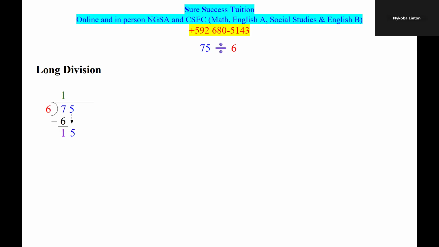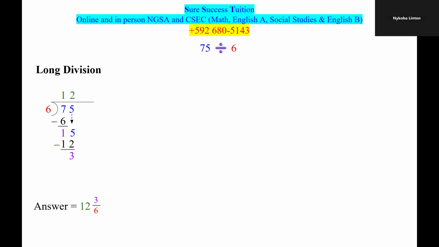6 into 15 is 2. 2 multiplied by 6 would give us 12. We subtract, we'll have 3. Now, we have no other digit to divide, so putting our answer in mixed number form, we would have 12 and 3 over 6.